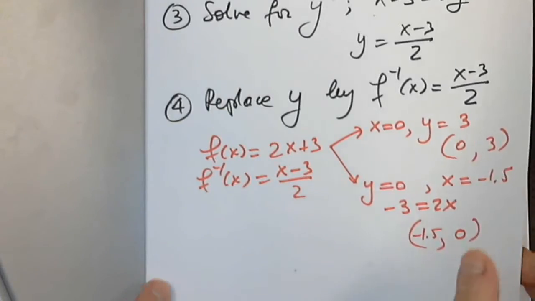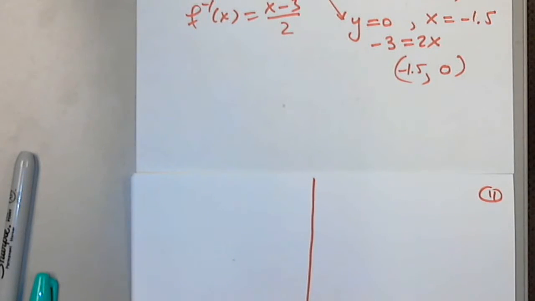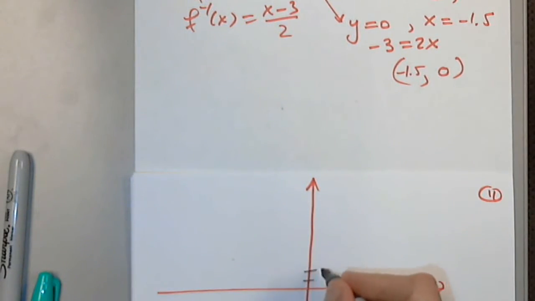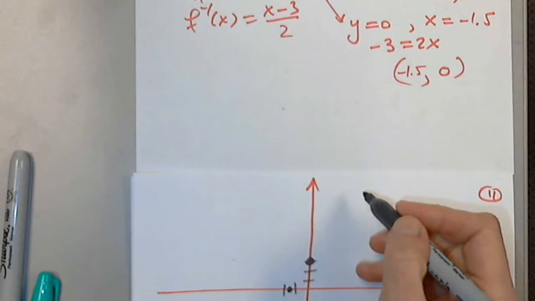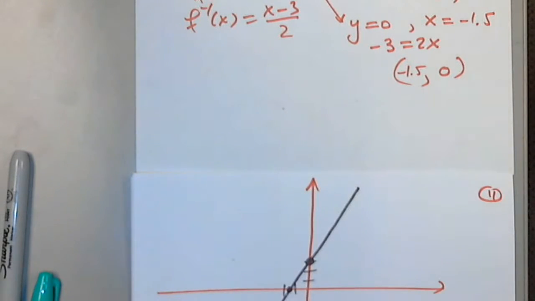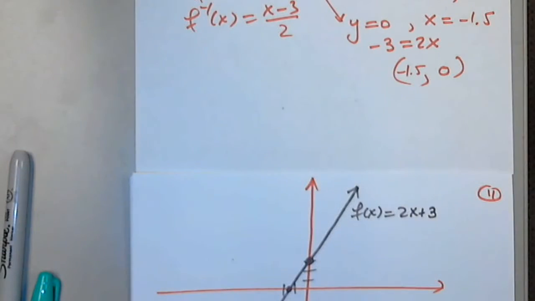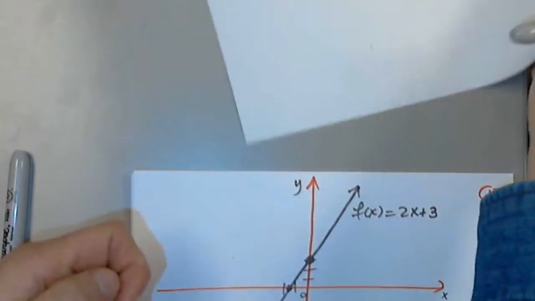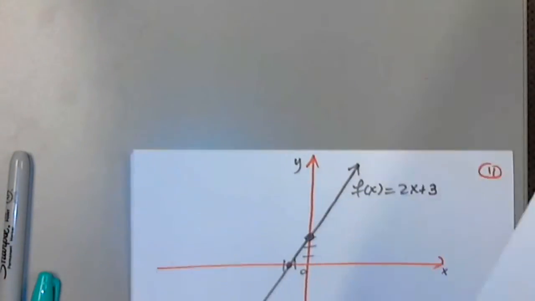Perfect. Ready? I need a bigger graph, because I want to make a point. Good. So the first ordered pair is 0, 3, and the second ordered pair is negative 1.5, 0. I connect and extend the line. This is f of x, 2x plus 3. Any questions on this so far? So we determined the x and y intercepts, and we plotted those two, and I graphed the line and extended it.